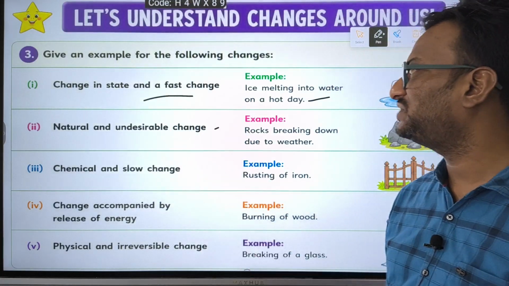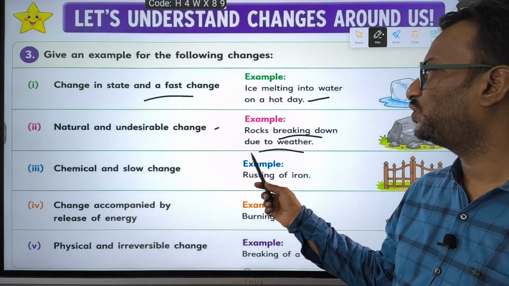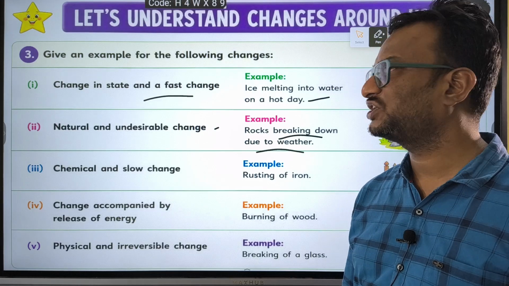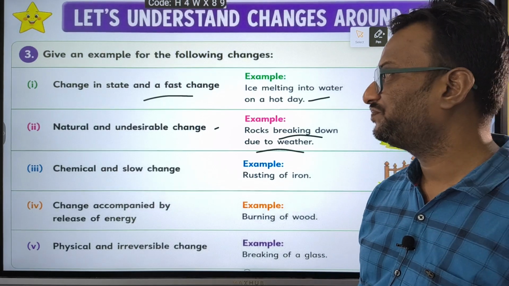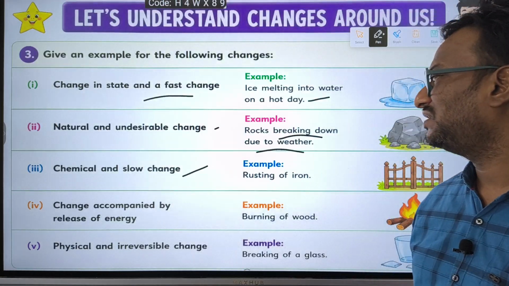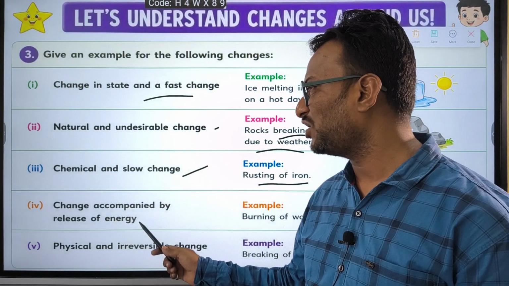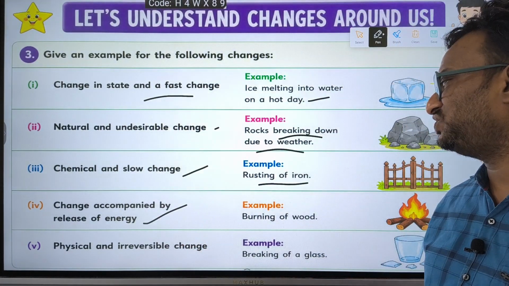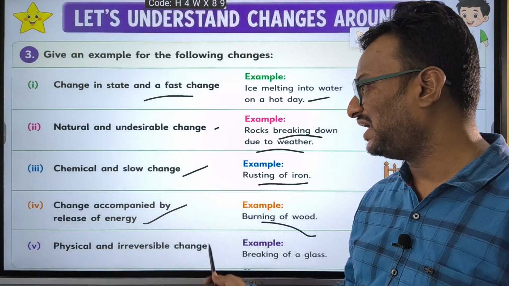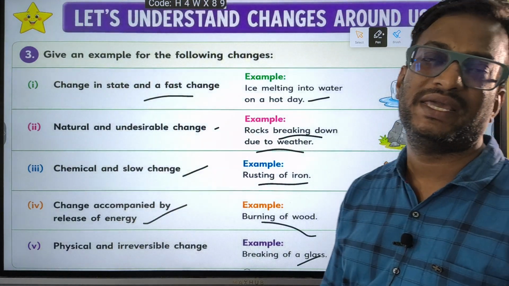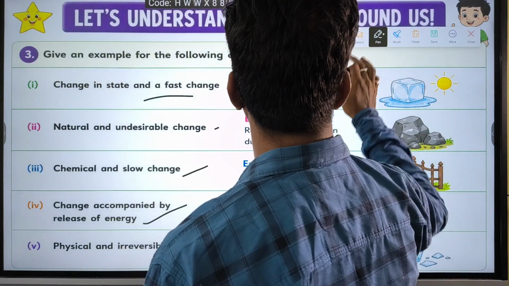Natural and undesirable change: rocks breaking down due to weather or earthquakes, soil erosion. Chemical and slow change: rusting of iron. Changes accompanied by release of energy: burning of wood. Physical and irreversible change: breaking of glass.